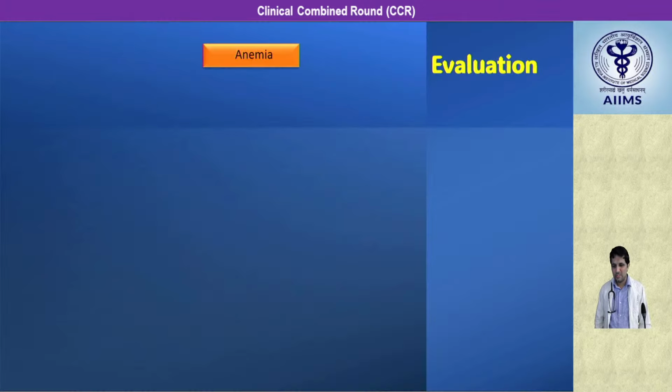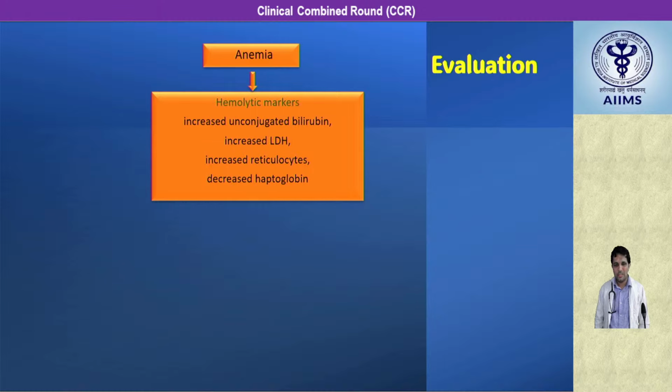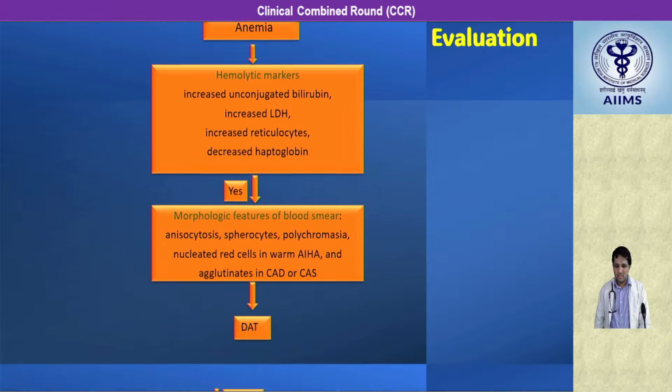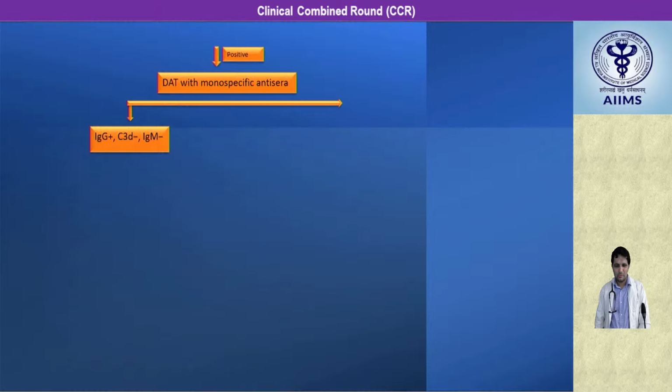For evaluation, if the patient has anemia, we have to look for hemolytic markers like increased direct and indirect bilirubin, increased LDH, reticulocytosis, and decreased haptoglobin. If they are present, we proceed to morphological features: spherocytosis, nucleated RBCs, and agglutinates, which can happen in cold agglutinin disease or cold agglutinin syndrome. If they are present, then we have to test for DCT. If positive, we have to test with monospecific sera.